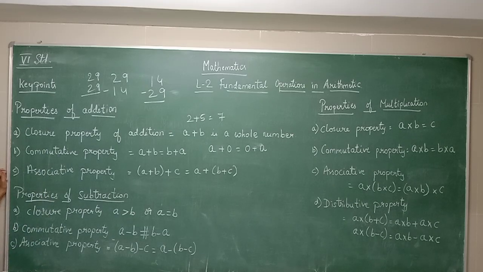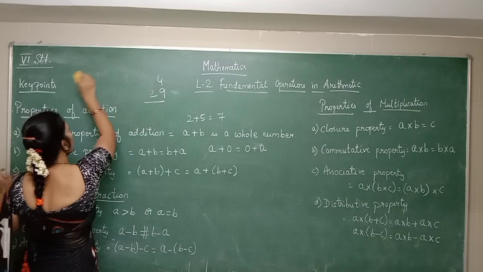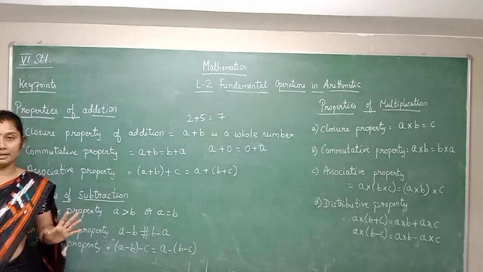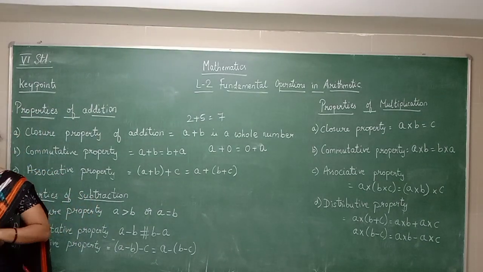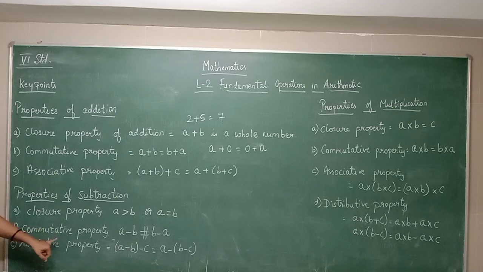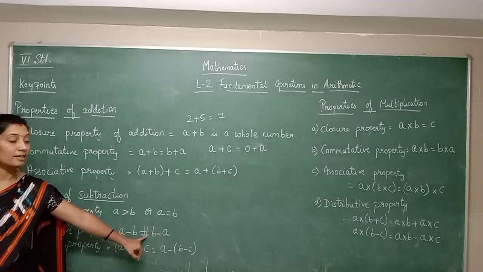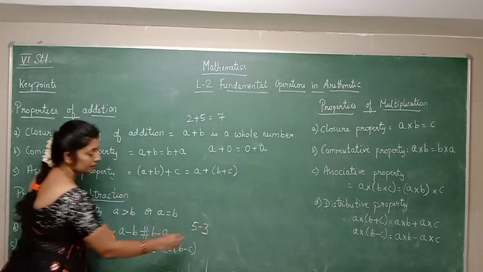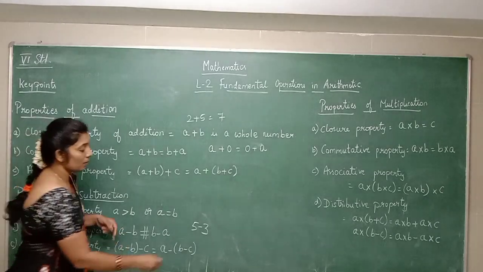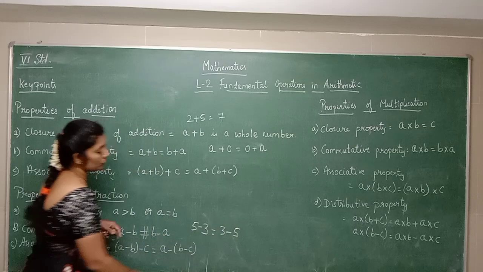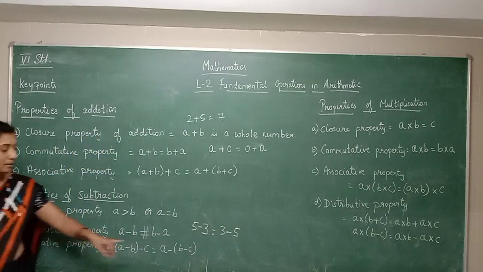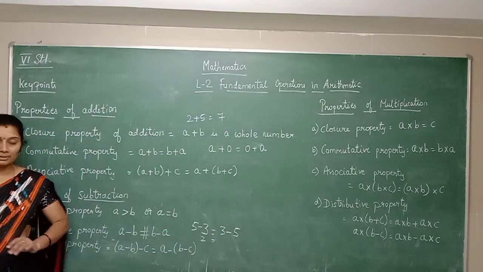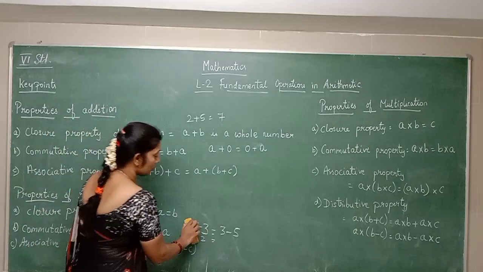So this is what the closure property shows. Closure property says that A is greater than B or A is equal to B. Whereas if A is lesser than B, it is not a closure property. Commutative property says that A minus B is not equal to B minus A. Yes or no? See, now if I take A as 5 minus 3, what is your B now? 3 minus 5. Is it possible? 5 minus 3 you can take, it is 2. Can you take 3 minus 5? You cannot. So it is not equal to B minus A.